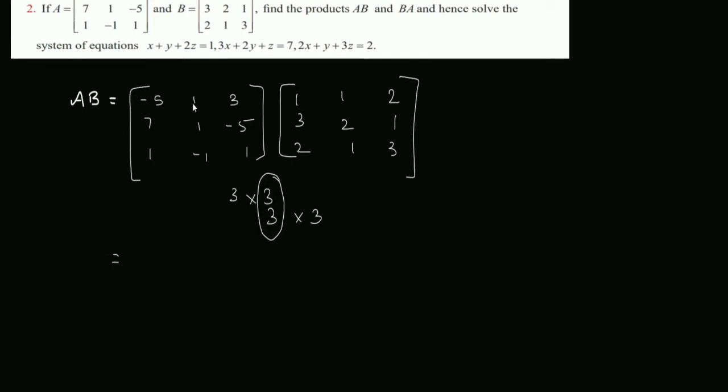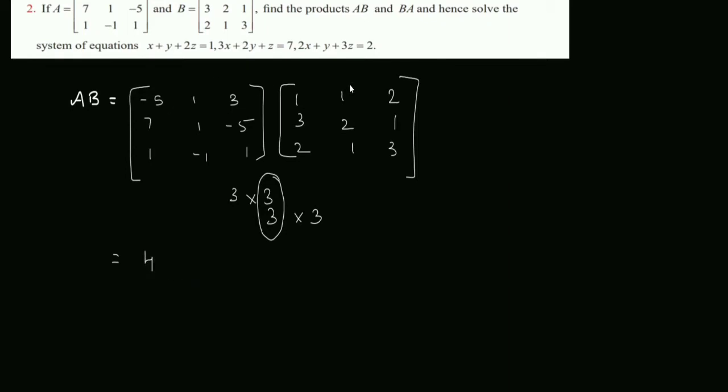You have to multiply first row, first column. Minus 5 into 1, minus 5. Plus 1 into 3, 3. Plus 3 into 2, 6. So you will get minus 5 plus 3 plus 6. That is equal to 4.